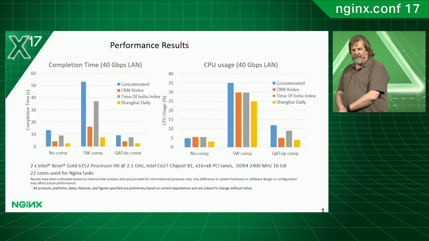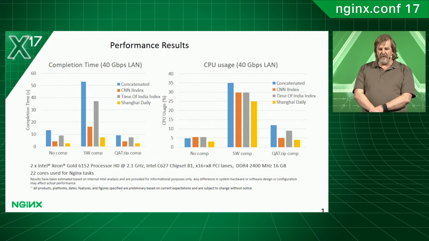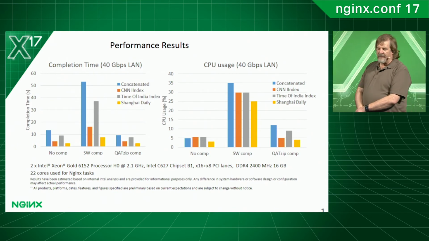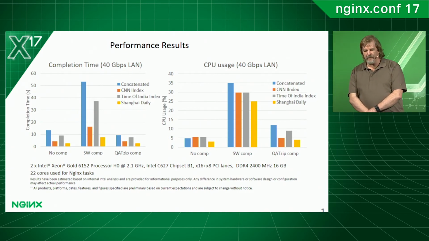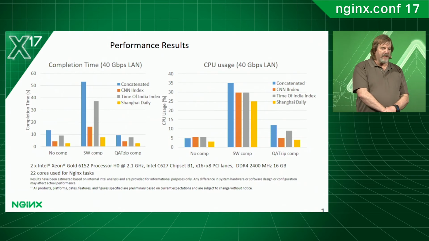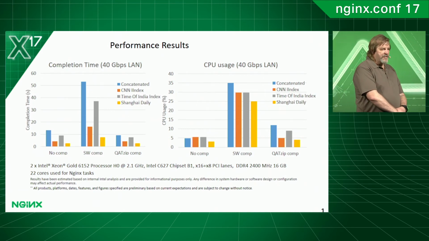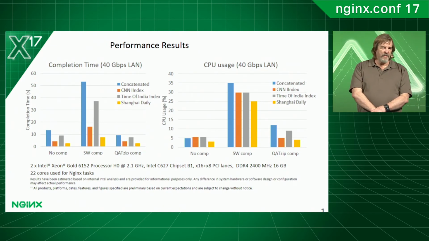Even in 40 gigabit network LANs, if you look at the completion time between no compression and QATzip, even on a 40 gigabit, you can get more traffic through compressed with QAT than you can without compressing it at all. And I think that's kind of the key takeaway. There's a fairly modest CPU cost and a fairly significant time to completion cost.